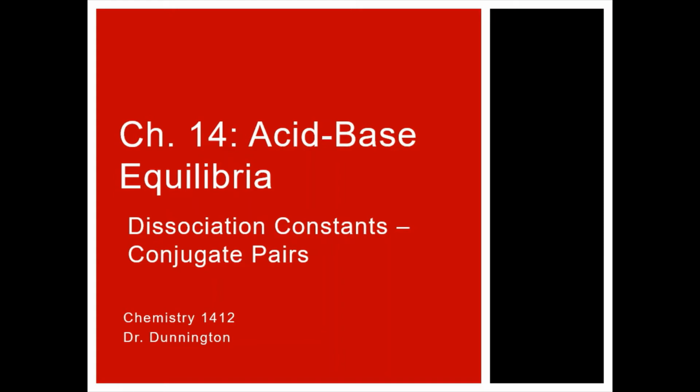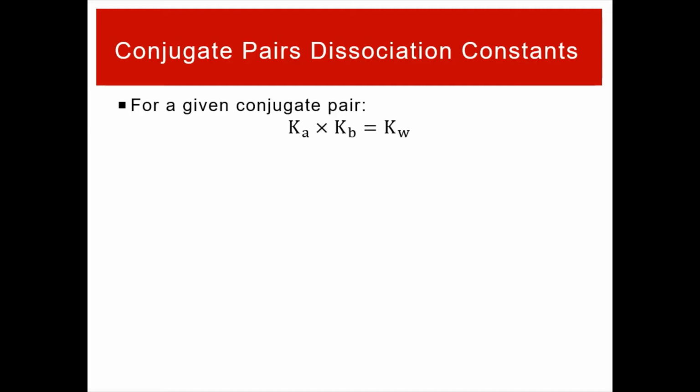We want to continue exploring dissociation constants. We want to look at them within the context of conjugate pairs. So if you have a conjugate pair, remember the conjugate acid-base pair, molecules that are different by the H+ transfer. If you take the Ka of the conjugate acid and you multiply it by the Kb of the conjugate base, that will be equal to Kw.